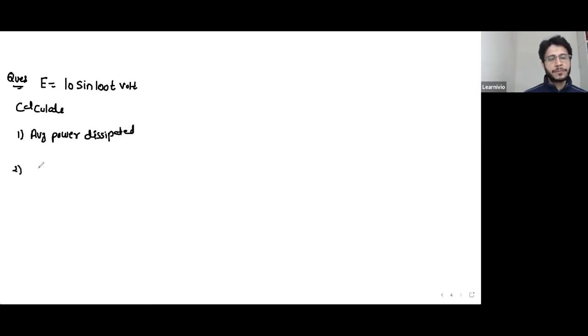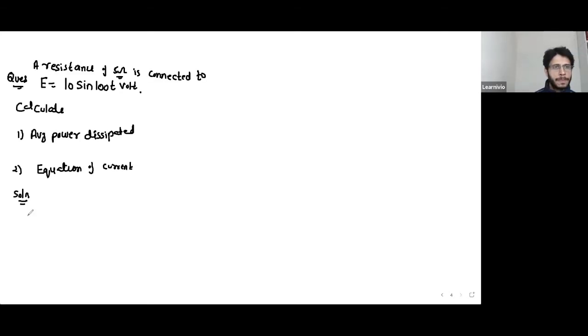Second, the equation of current. So you have the peak value of EMF, which is 10 volt. Resistance is 5 ohm. The peak value of current is E naught by R. So E naught is 10, your R is 5, it's 2 ampere. That's I naught.